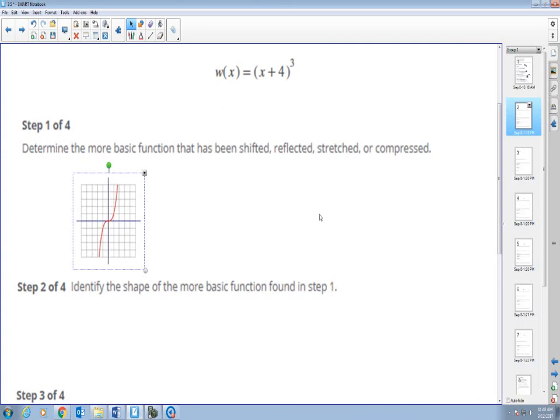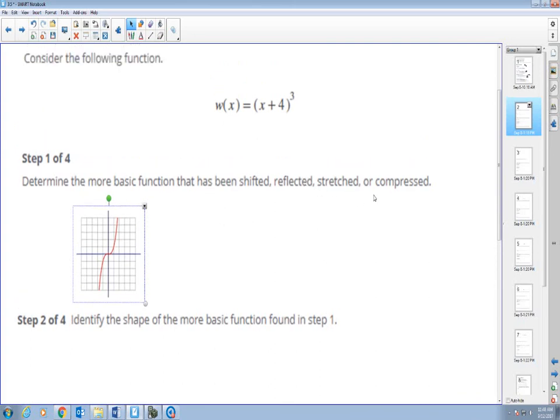All right. Has it been shifted, reflected, stretched, or compressed? So it has been shifted because the plus 4 is inside the function. So basically you can say this graph has been shifted to the left, 4 places. It was not reflected because there's no negative sign in front of the leading term. It's not stretched or compressed, because there's no other numerical value other than 1 here.